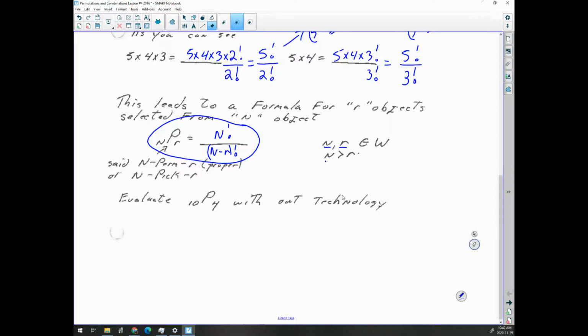And then we also have to have n greater than or equal to r. So if I say 3 pick 5, what this means is how many arrangements of 5 can I make from 3 objects? Well, I arrange the first, arrange the second, arrange the third, I reach back into the bag, and there are no more objects to pick. That's why this makes absolutely no sense. There is no way to take 5 objects and arrange them if you only have 3 to begin with.